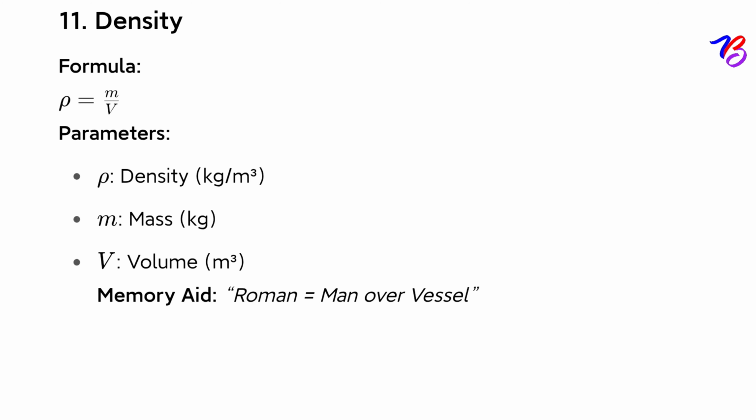Number 11, density. Density is equal to mass divided by volume, where our density is in kilogram per meter cube, our mass is in kilogram, and our volume is in meter cube. Triune component captured. Memory aid, Roman is equal to man over vessel. Roman is equal to man over vessel.